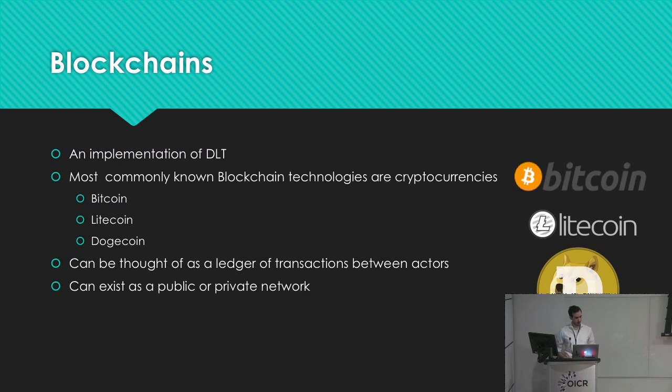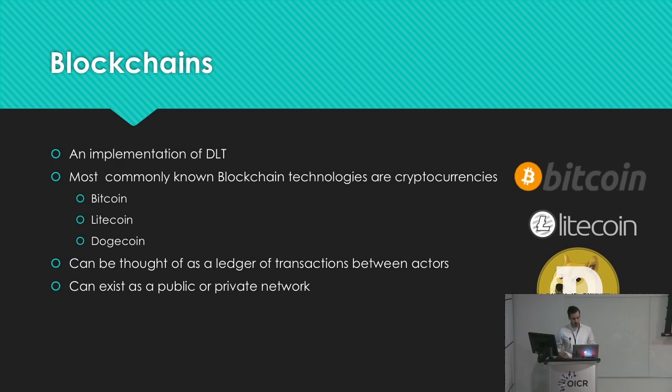And the most interesting implementation of distributed ledgers so far are blockchains. When people hear blockchains, they usually think of the cryptocurrencies, which are the most popular implementation of blockchains. So things like Bitcoin, Litecoin, and even Dogecoin. You can think of blockchains as essentially a ledger of transactions between different actors on the network. So, Alice gives X amount of Bitcoin to Bob, and that transaction gets enshrined in the blockchain. And that's how you keep track of accounts and balances and things like that.